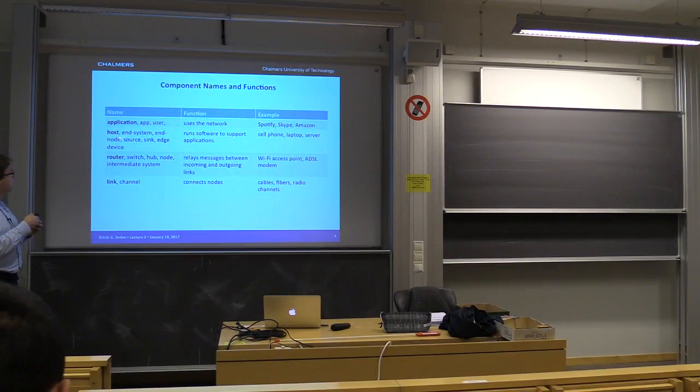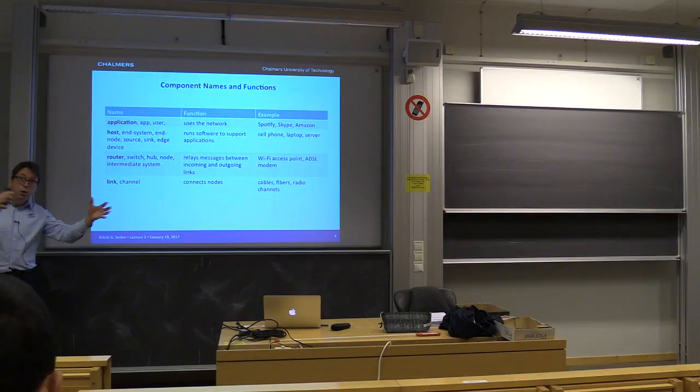And other names for a host are end system. End system meaning that it is typically where communication starts or ends. One can think of an end system or end node as the same thing. Source is where data is generated. Sink is where data is consumed. Edge device meaning that these are typically seen as being at the edge of the network.